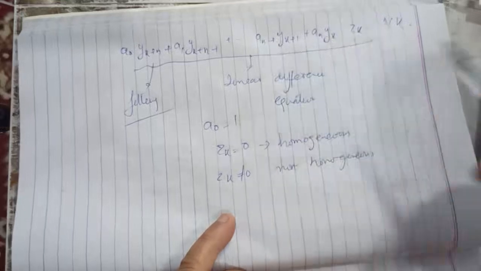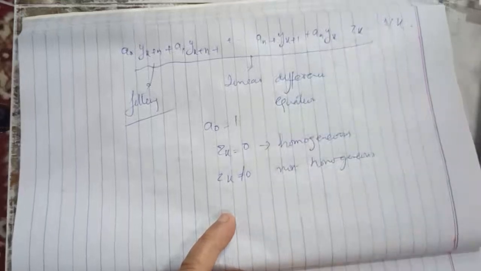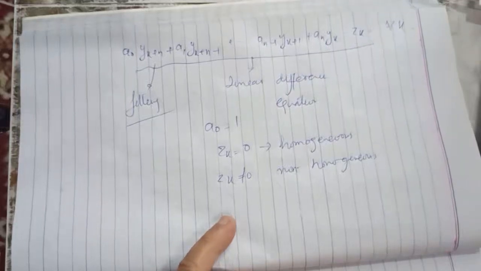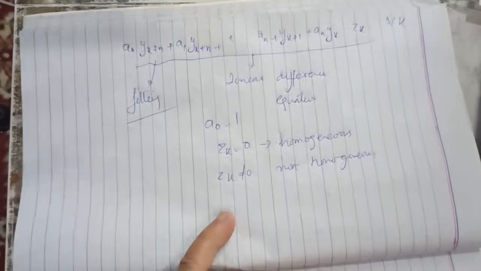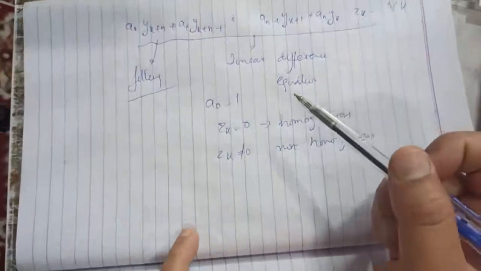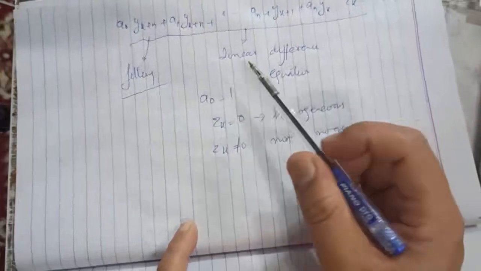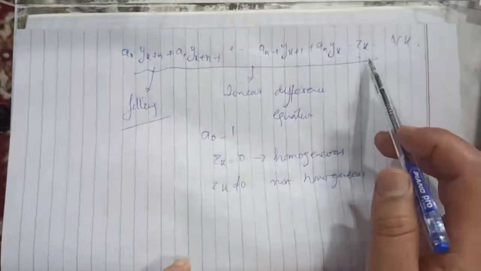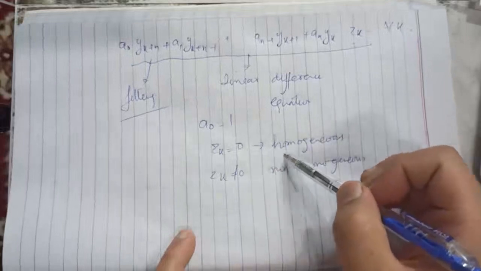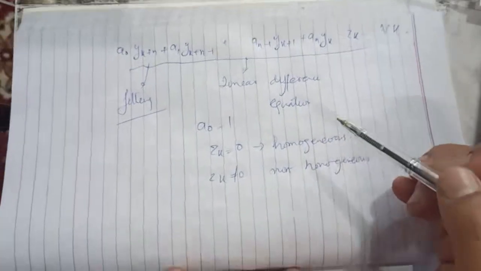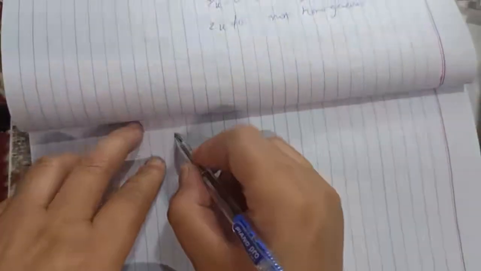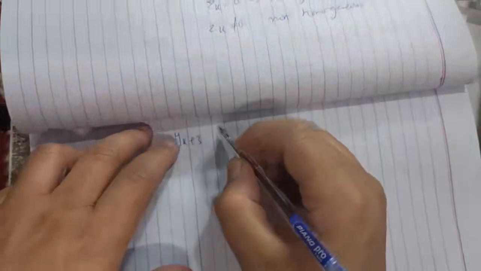Right? It can be a low pass filter, it can be a high pass filter, depending on the values of a0, a1, and an. Right? So now, in the first case, because this system can have two possible scenarios, in which one is zk equal to 0 and the second one is zk not equal to 0.